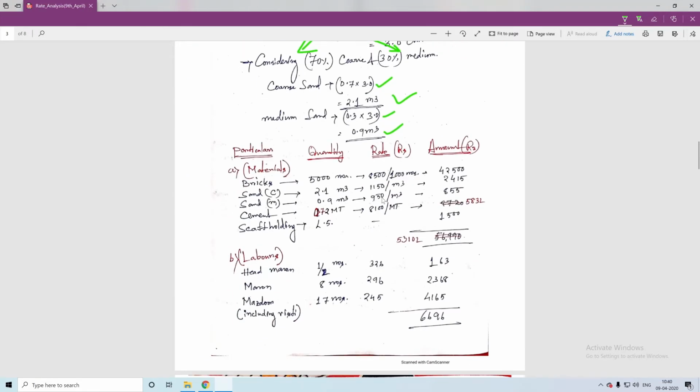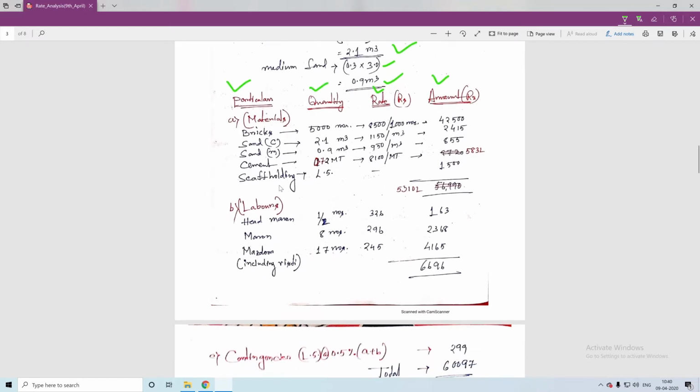Now I need to make this table. This is the final one. So the table format is particulars, quantity, rate and amount. It's a very simple basic thing. Now in particulars, I have materials. So what are the materials? First one is brick. I know the number of bricks, 5000. I know the rate, that is 8500 per 1000 numbers. So I can get the value. Simply multiply it.